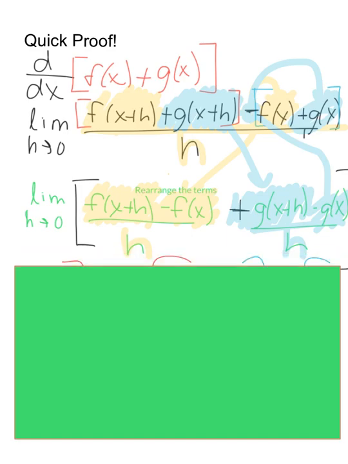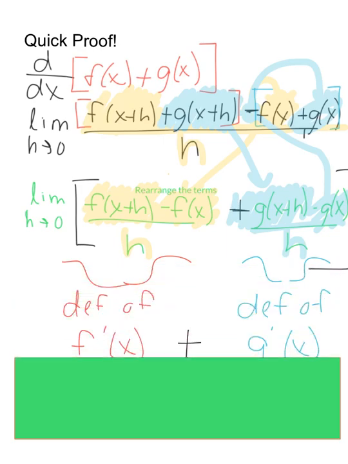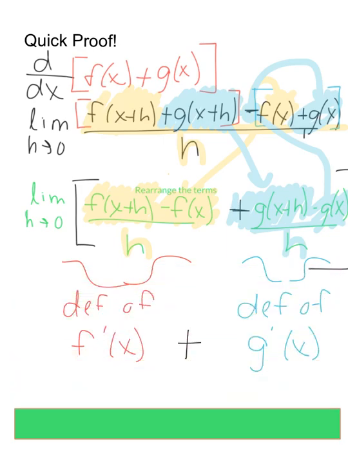Now we've obviously rewritten it for a reason, and I'm also just going to apply the addition property of limits at the same time. But what I've highlighted in yellow, that is the definition of the derivative of f of x. And what I've highlighted in blue, that is the definition of the derivative of g of x. So by that limit property, or the addition property of limits, we can just conclude that this will be true.